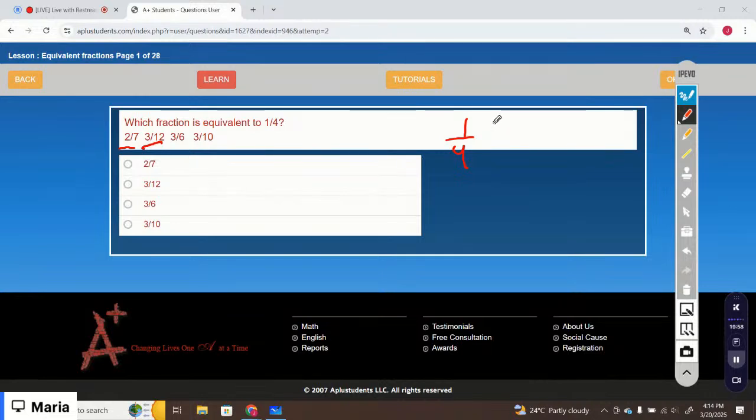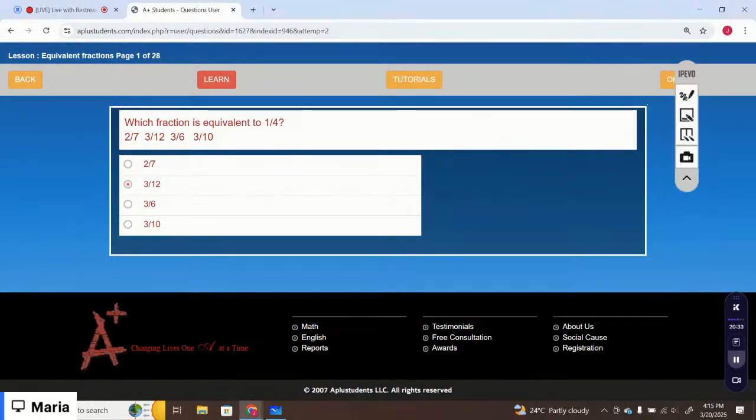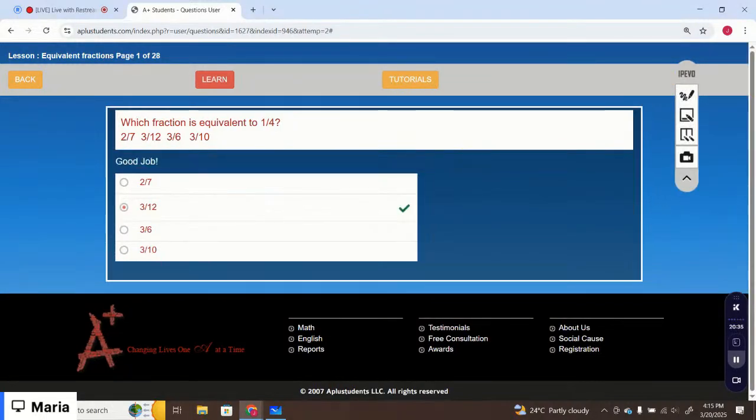Look at the next one. 1 times 3 is 3, and 4 times 3 is 12. So they are exactly equivalent. The correct option was 3 over 12. Option number 2 is the correct option. That is 3 over 12.